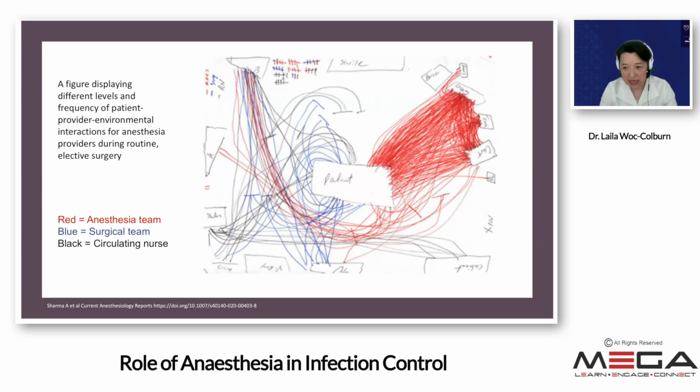So as you can see here, anesthesia plays a big role, and it's concentrated very much around that anesthesia work area behind the patient, while the surgical team is on the other side. But anesthesia interacts with many places, and you can also see the migration from entering to going out and around.